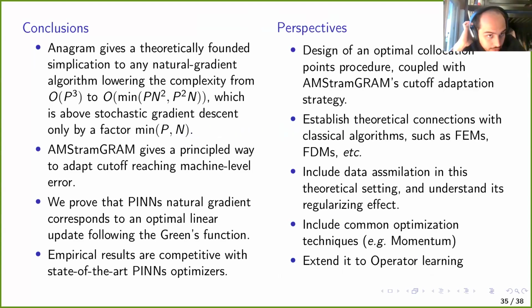To conclude, we defined the empirical natural gradient, which gives us an algorithm that scales linearly with the number of parameters. We find a principled way to adapt the cutoff, and this allows us to reach machine-level error on simple problems. We show the connection with the Green function, and we have results that are competitive with state-of-the-art optimizers.